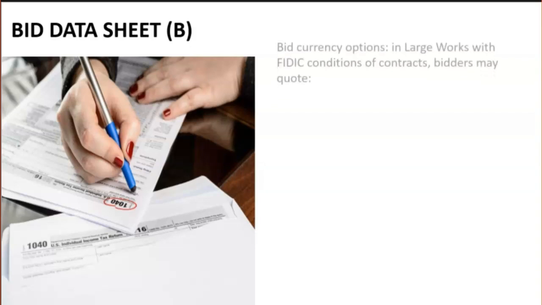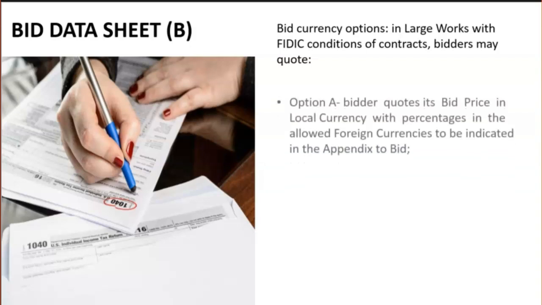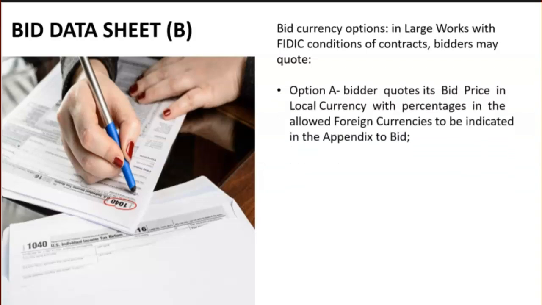Bid data sheets also expose more information about bid currency options. In large works with FIDIC conditions of contracts, bidders may quote option A. Bidders may quote its bid price in local currency with percentages in the allowed foreign currencies to be indicated in the appendix to the bid.